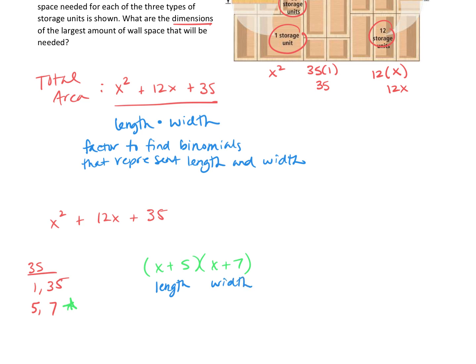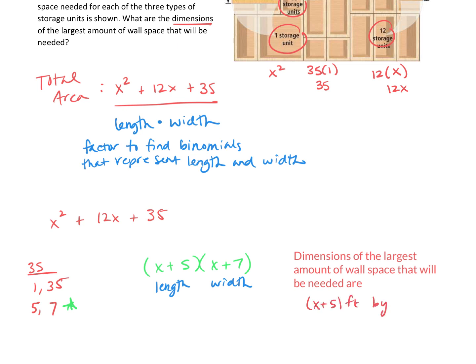And those could be switched. Maybe X plus 7 is the length and X plus 5 is the width. So to answer the question, the dimensions of the largest amount of wall space that will be needed are X plus 5 feet by X plus 7 feet.